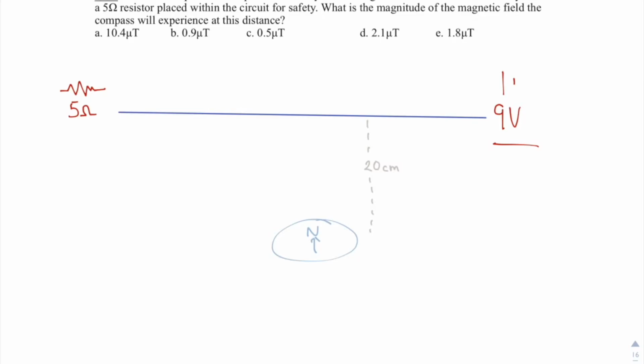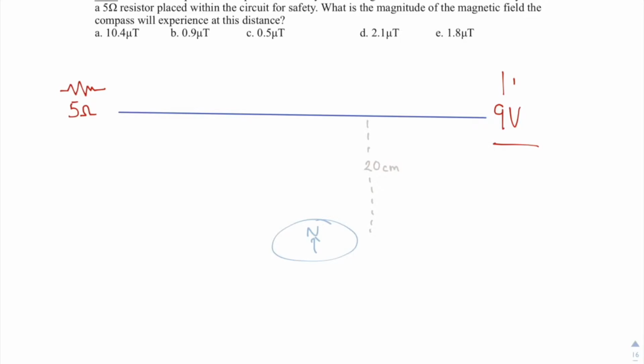Hey guys, so in this scenario we have a student placing a compass 20 centimeters away from a single wire connected to a 9-volt battery, which I've illustrated here, with a 5 ohm resistor placed within the circuit for safety. What is the magnitude of the magnetic field a compass will experience at this 20 centimeter distance?